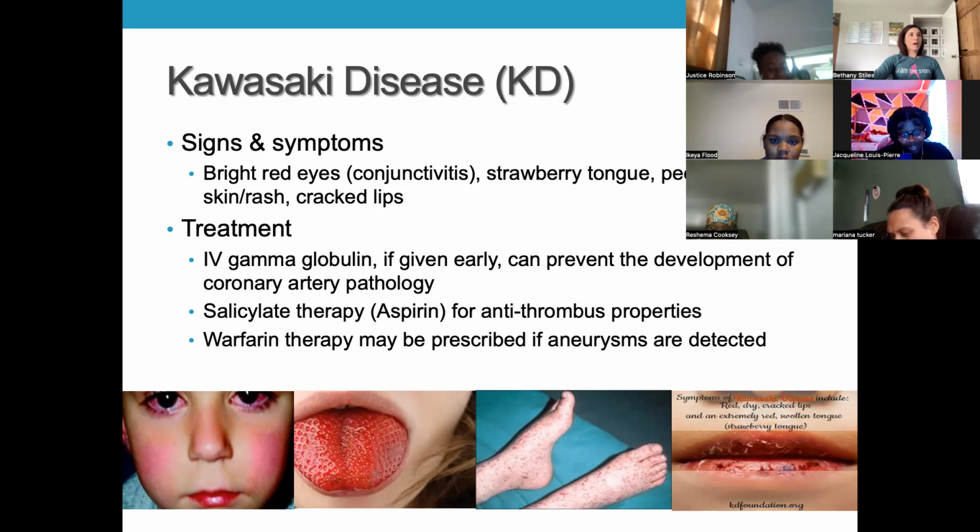So we give them IVIG if we can catch it early and prevent the development of the damage to the heart. We can give them aspirin for anti-clotting properties. And then if they end up with those aneurysms, then we give them warfarin or Coumadin to make sure that we aren't having blood clots.